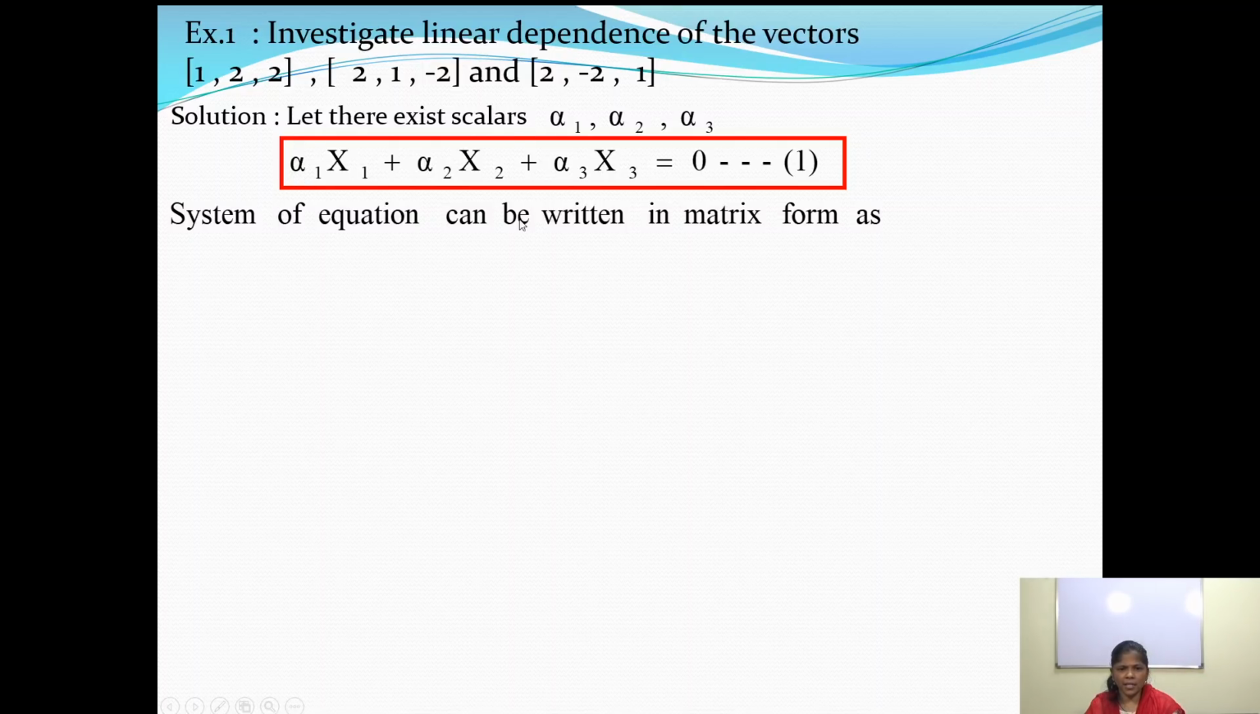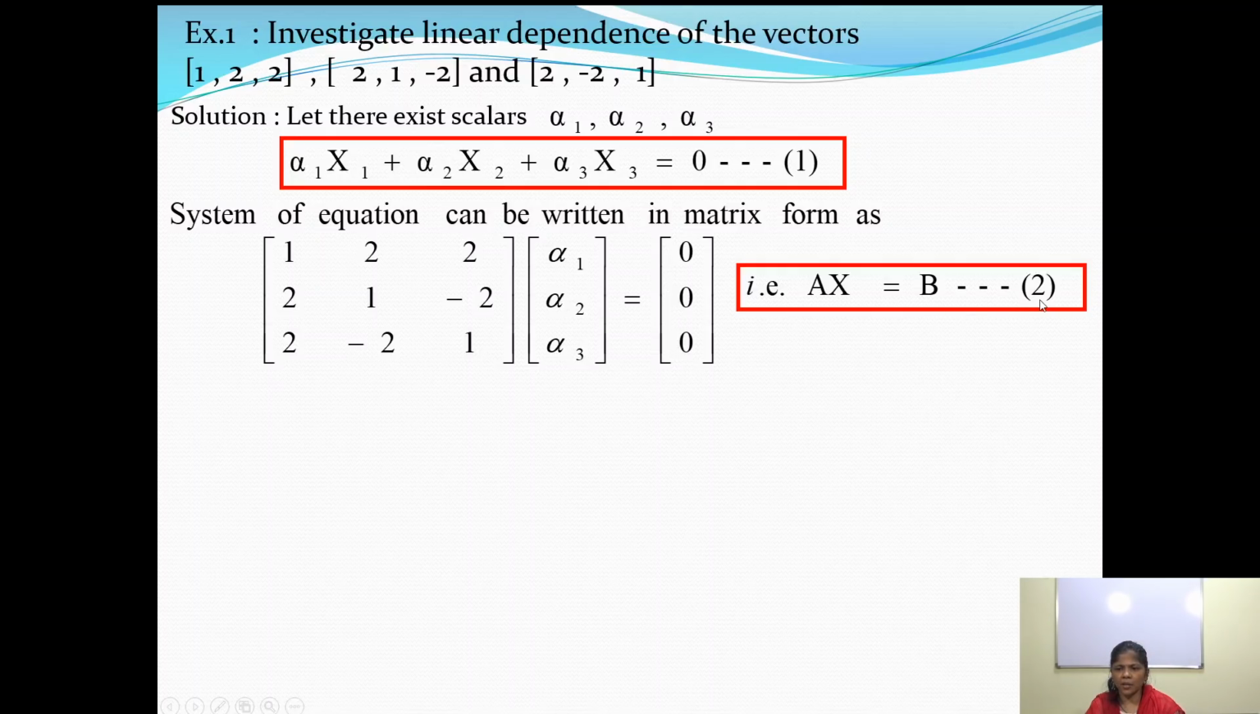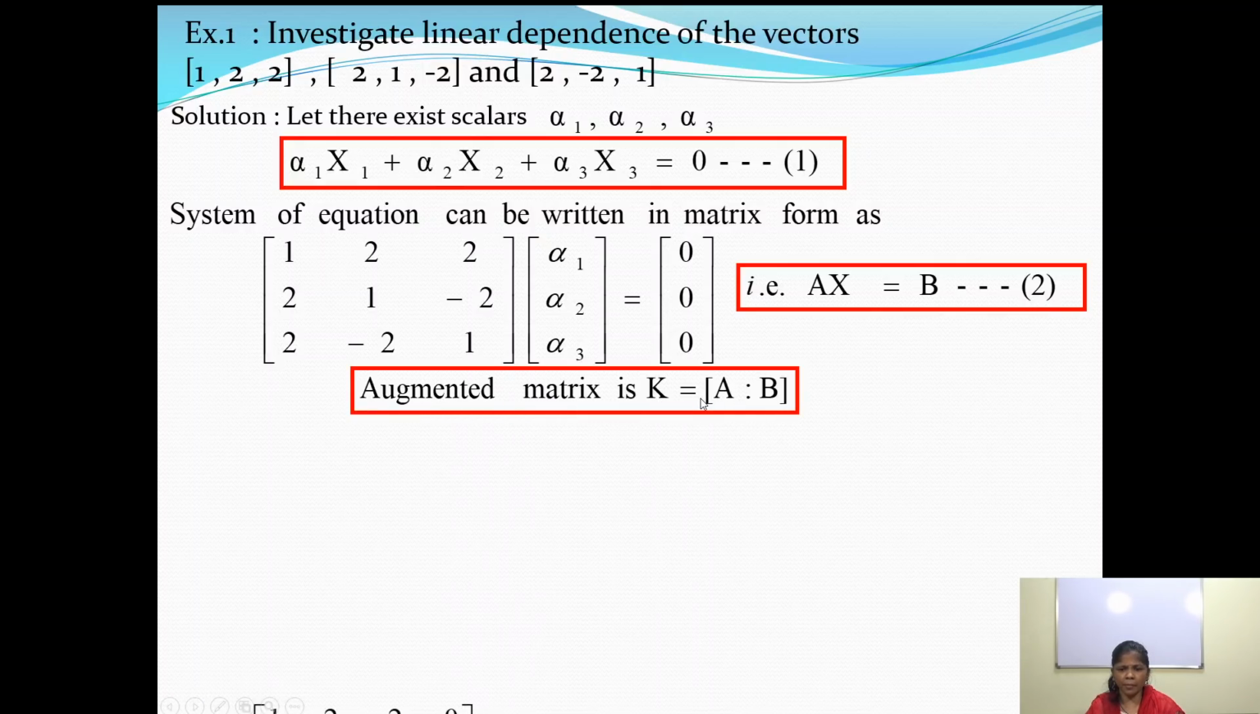Now we will write this system of equations in matrix form. What will be the first column? It will be the first vector, the second column will be the second vector, and the third column will be the third vector, times the column matrix of scalars, equal to the column matrix of 0. So this is nothing but Ax = b. Let us call it equation 2. After this, we'll form the augmented matrix denoted by K. K has A as its first part, with its elements written down, and the right hand side 0 matrix will be the last column.